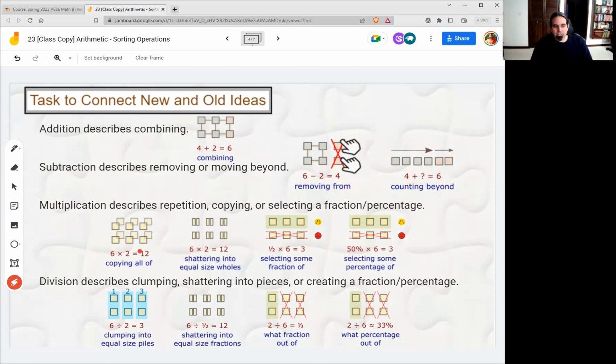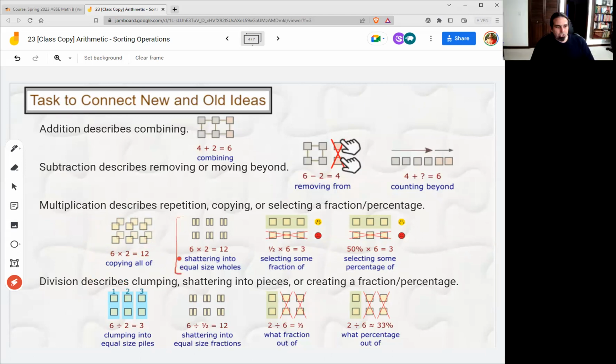Okay, multiplication, if it seems trickier, it's because there's 4 different pictures for multiplying. We could be making photocopies. I had 6 things, and then each of them, I make a copy in the background. And now when I count them, there's 12. So this is the kind of multiplication that you see most often in school. I get paid this much money each week. I work for 5 weeks. How much money do I have? Right? I'm making copies of something. So far, so good?